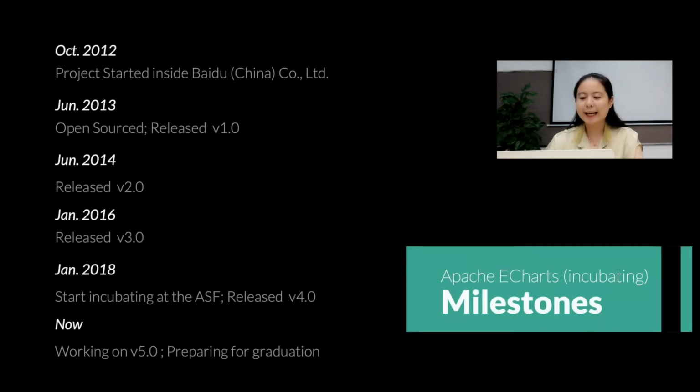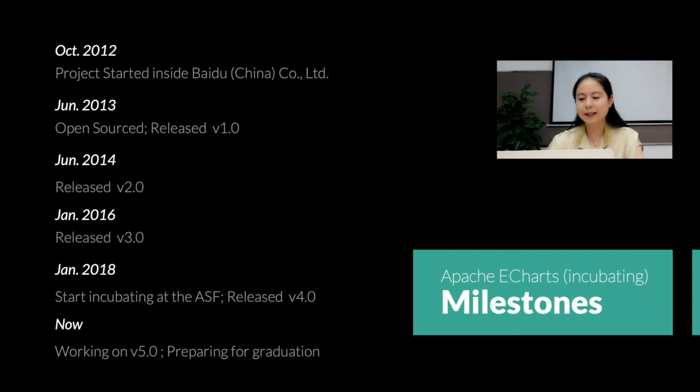ECharts was originally a project inside our company, Baidu. 8 years ago, an engineer created a chart tool to solve the problems relating to his job. And after half a year's improvement, he made this open source on GitHub under an organization of Baidu. In 2018, the project was donated to the ASF, and it has been under incubation since then. Now we are working on our next big release, ECharts V5, and discussing graduation in our mailing list.